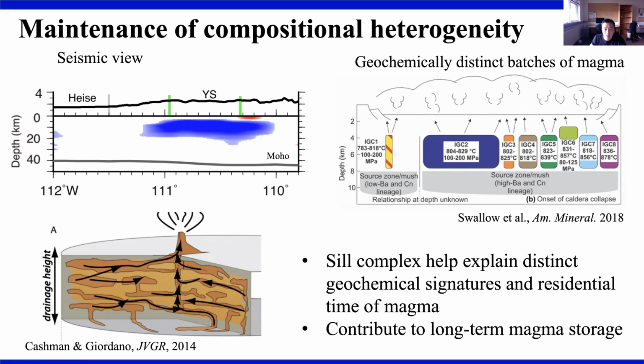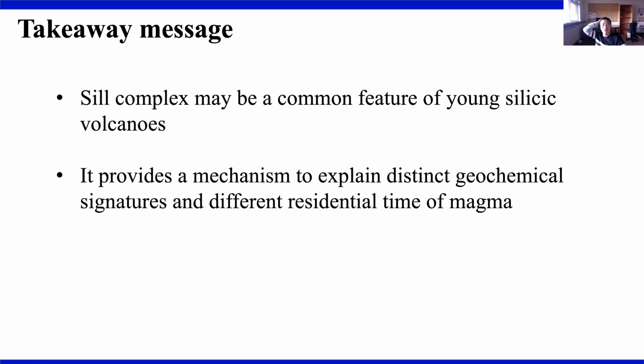So the takeaway message that I want to share is that, hopefully I managed to convince you, sill complexes may be a common feature for young silicic volcanoes, and this kind of sill complex can be a very good, reasonable mechanism to explain some distinct geochemical features and different residence times of magma, which you see on the surface.